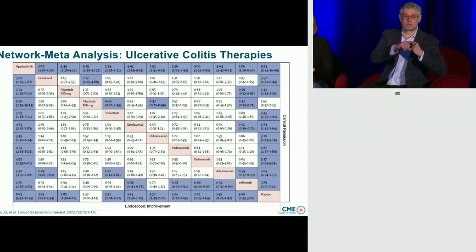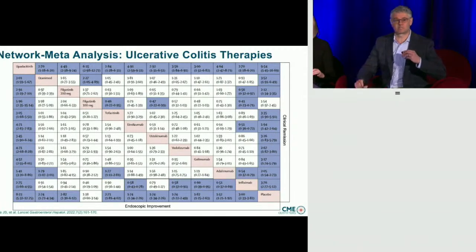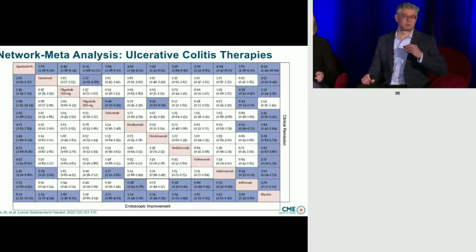So upadacitinib, relative to any of the other medications, seems to confer some efficacy superiority, both with respect to clinical remission and with respect to endoscopic outcomes. There are also a few other scattered blue boxes that you can see in this grid, and that's reflecting some differences that we might see, for example, of advantages of ozanimod over filgotinib, et cetera.